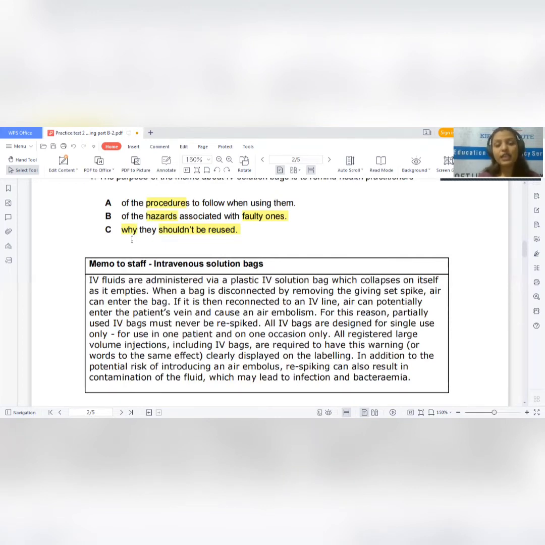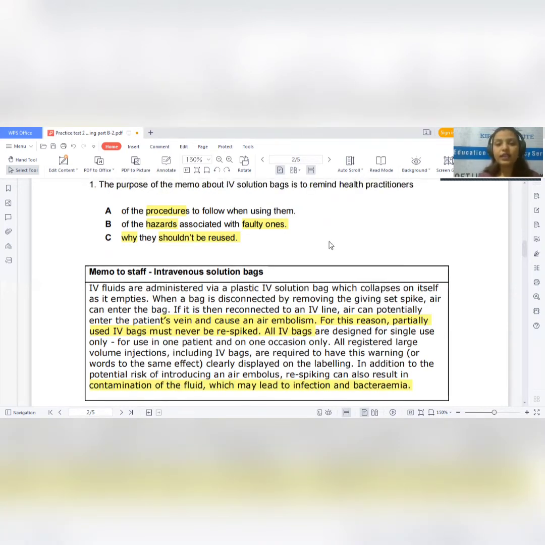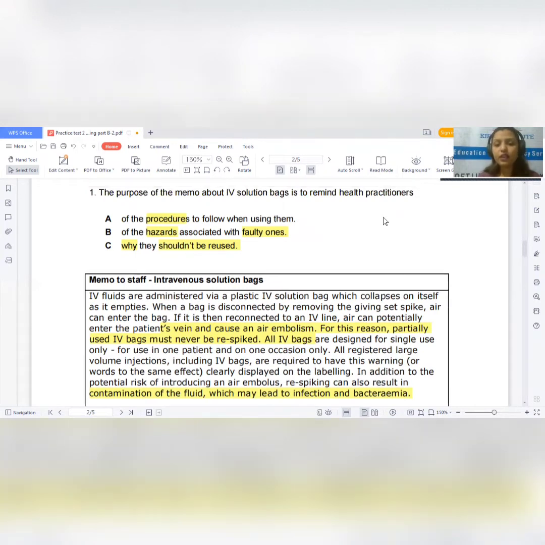Option C says why they shouldn't be reused. Throughout the text, I have many reasons why I shouldn't reuse the IV bags. Here I can see that air enters the patient's vein and causes air embolism. This is the first reason. Another reason is that it can contaminate the fluids, which may lead to infection and bacteremia. Even when you read the whole text, the language is a little bit tricky, but it is still easy to find the answer if you think consciously.